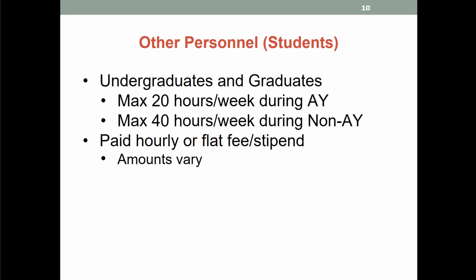Other personnel that will be discussed during a meeting with your grants manager relates to student involvement. This can be undergraduate students and/or graduate students. However, again, this only relates to Fresno State students. The maximum number of hours per week during the academic year is 20 hours, and the maximum number of hours per week during the non-academic year is 40 hours.